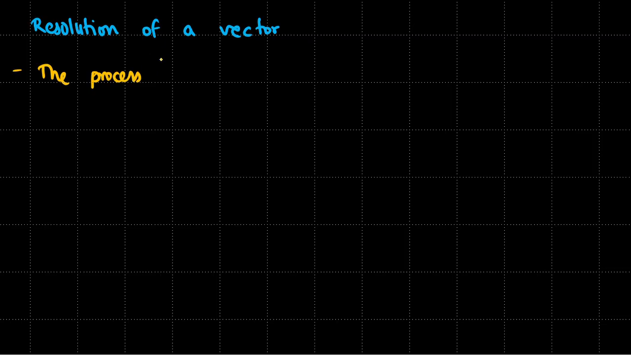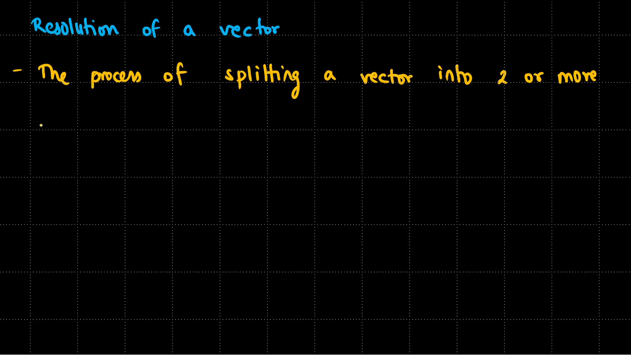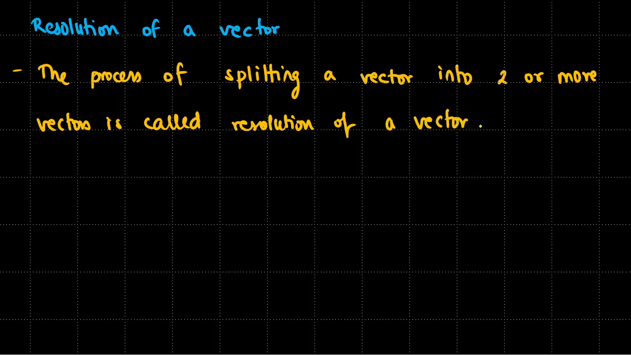So the process of splitting a vector into two or more vectors is called resolution of a vector.